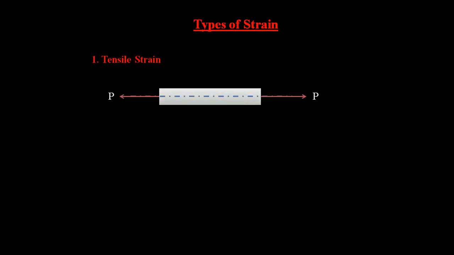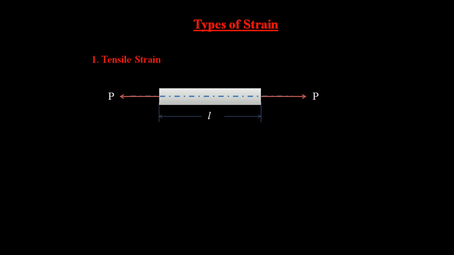So first is tensile strain. Tensile strain again we can understand with the same example. There is a bar which is subjected to tensile force. Whenever we apply tensile force, a change in the dimension happens due to the deformation of the body. Here tensile means there will be extension in the body due to the force we have applied.